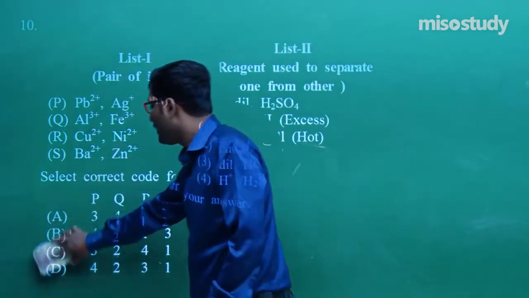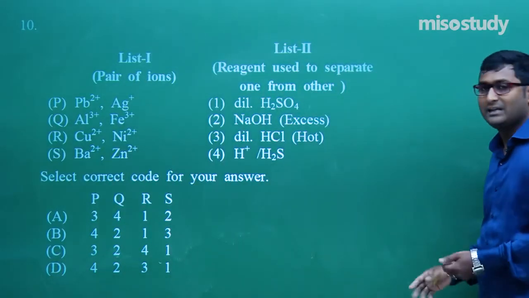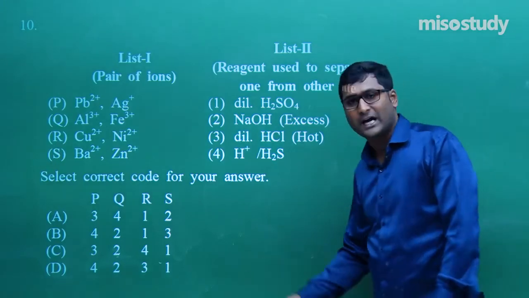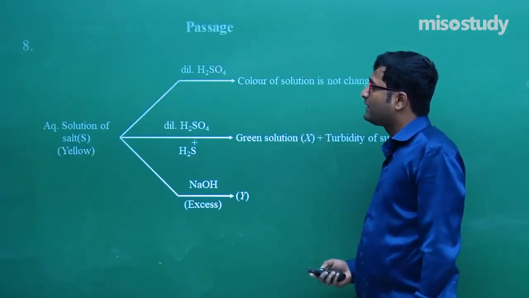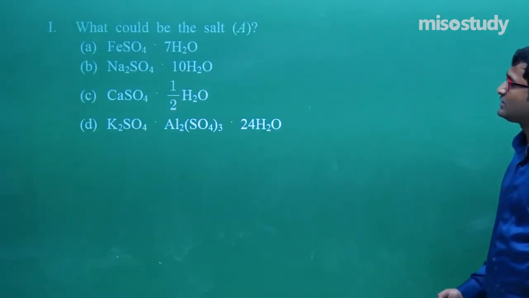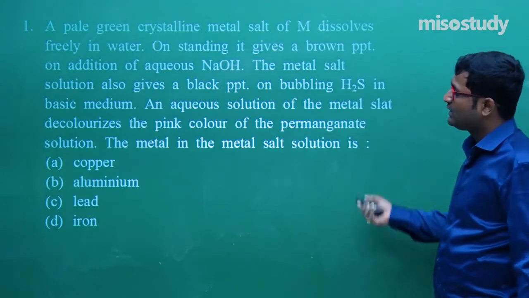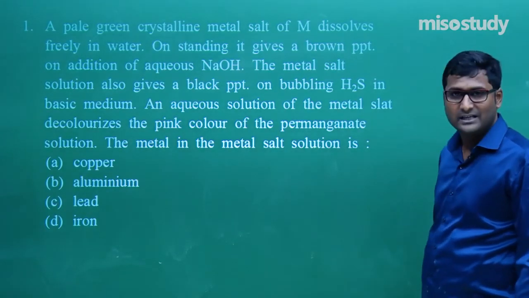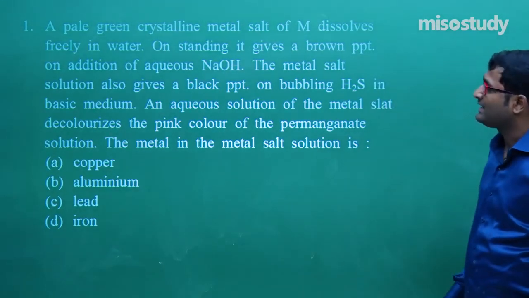So friends, if you have any doubt related to any solution, you can easily approach me. We will discuss each and every question. So now we revise the things again. Check it out. For this question, what was the correct option? D is the correct option, that is iron.